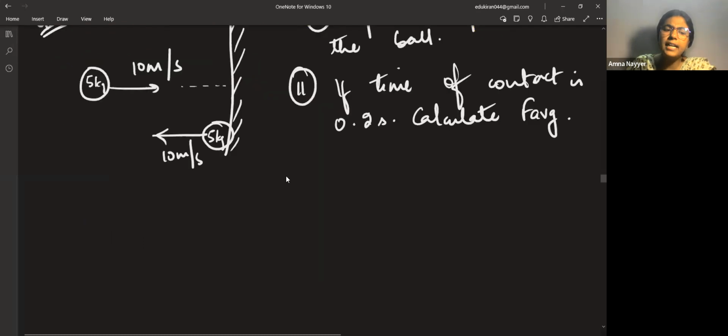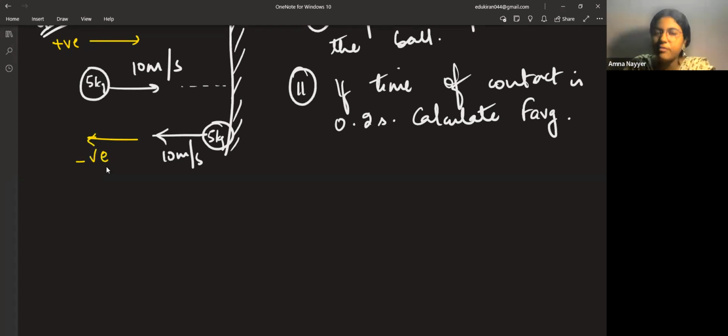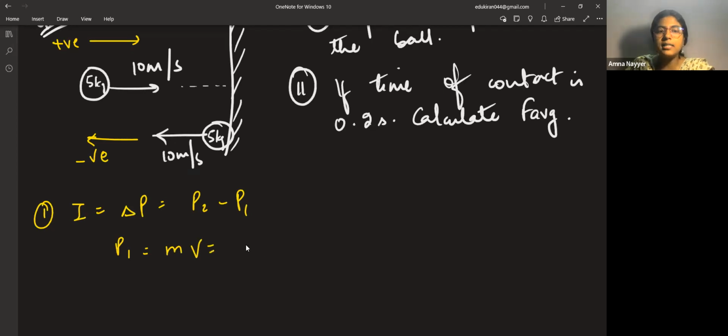See, let's take one direction as positive, other direction as negative. Let's take this right side as positive. So automatically this left side will become negative. Keep in mind, this is a vector quantity, so you have to apply the sign conventions. So impulse is change in momentum. So what do we basically have to find out? P2 minus P1. What is P1? Mass into velocity. Mass is 5, velocity is 10, plus 10. That becomes 50 kg meter per second.